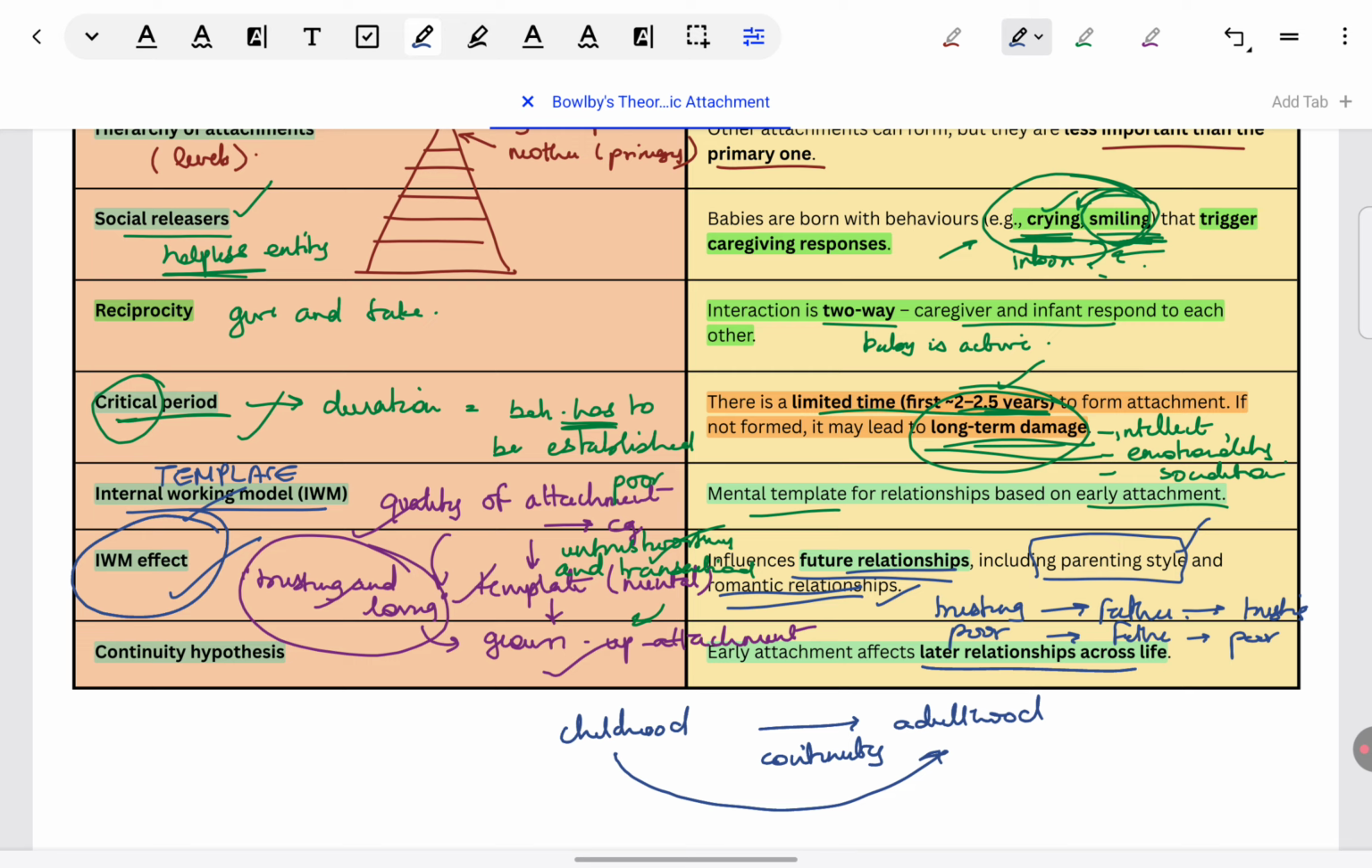It's a little term heavy theory, I would say. Some terms need to be remembered, like monotropy, social releasers, critical period, IWM. But overall, it's not difficult to understand. So I hope it's come across that way to you. Now let's look at the evaluation.